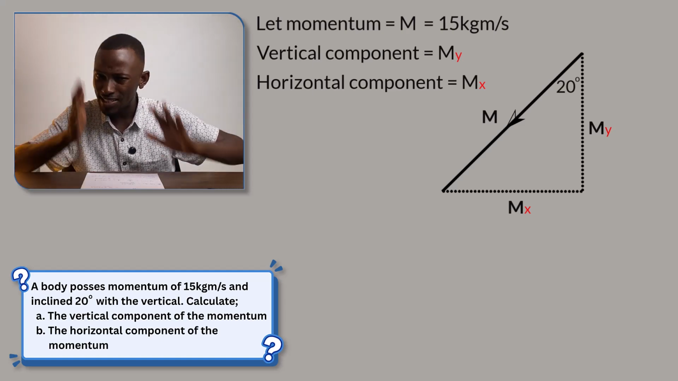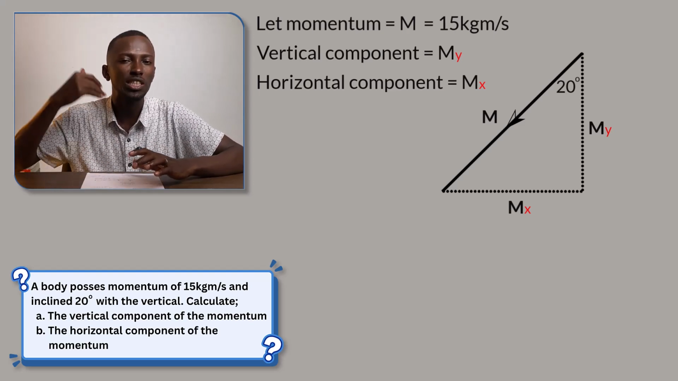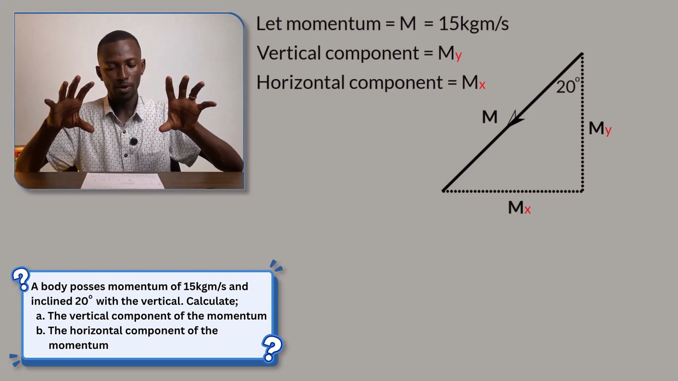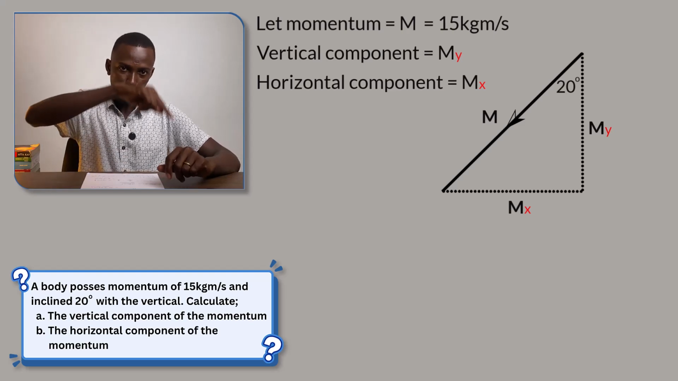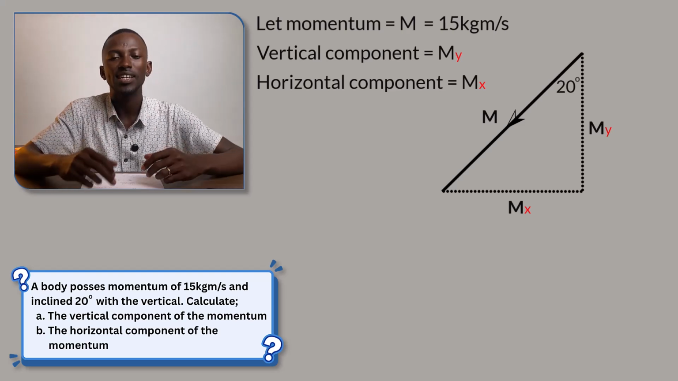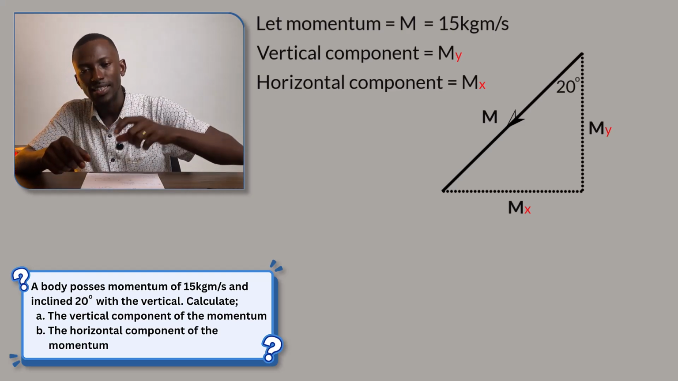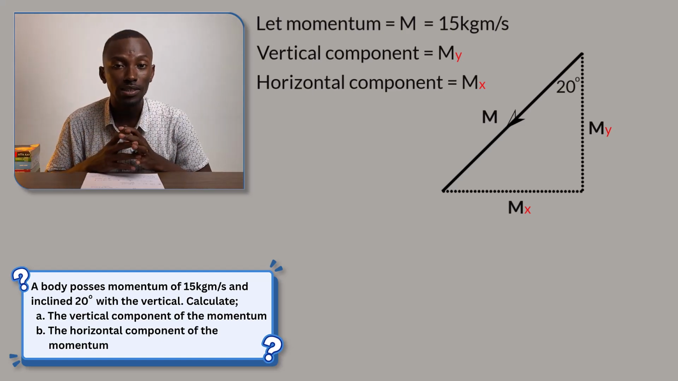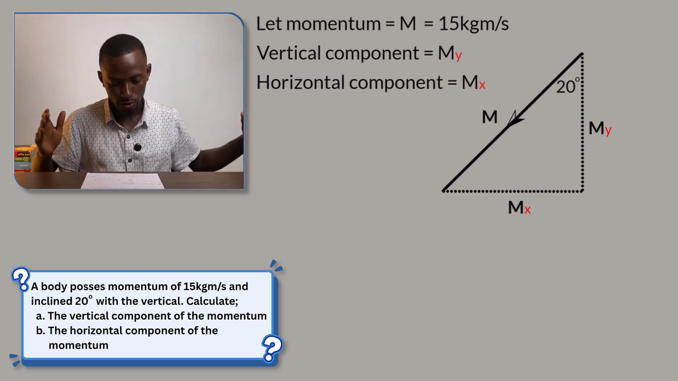So that's basically the entire idea behind resolution of vectors. I hope that's clear. So look at this diagram. The original momentum given in the question is what is referred to as the resultant momentum. The resultant momentum is the overall momentum of the object. So now we are going to split it into the vertical and the horizontal.